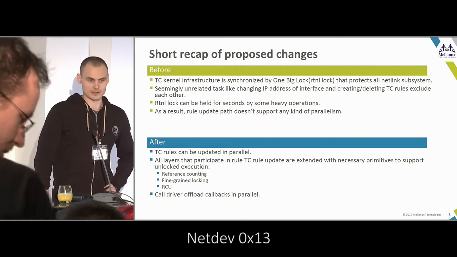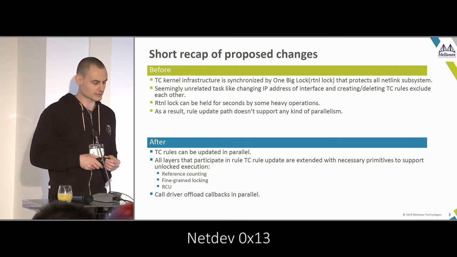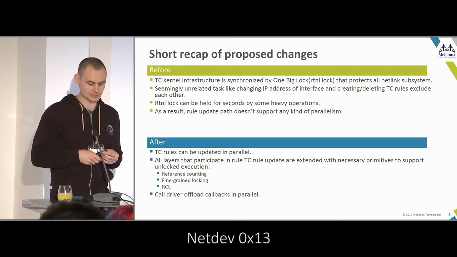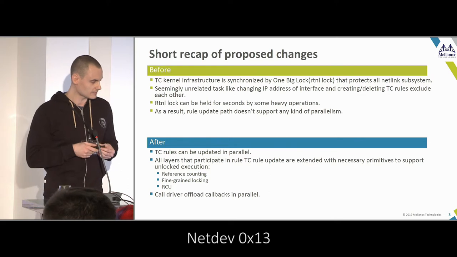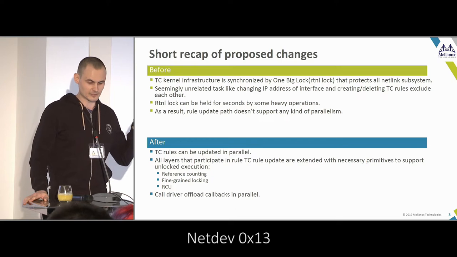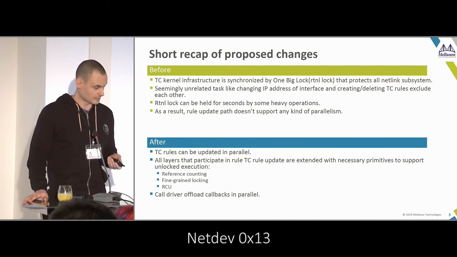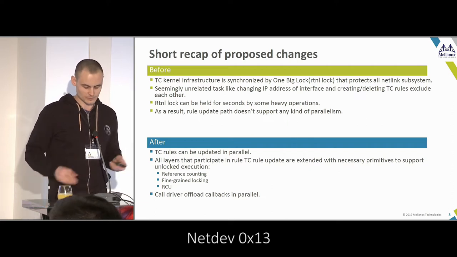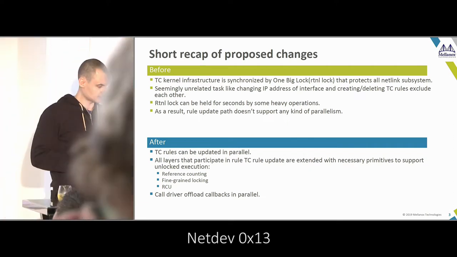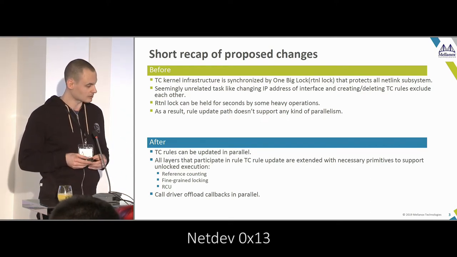especially if you want to do this in parallel, because what I'm working on in my company is ASAP, accelerated switching and packet processing. So we are using TC as a backend for our switching, for embedded switch in our NIC, in ConnectX NIC. So it's a big problem, and RTNL lock can be held for seconds for some operations. For example, you delete a qdisc with a million rules on it, it will just take the lock for a second, and you cannot do anything. So it's very problematic, and my goal is to allow updating TC rules in parallel and make this part of TC infrastructure completely independent from RTNL lock.